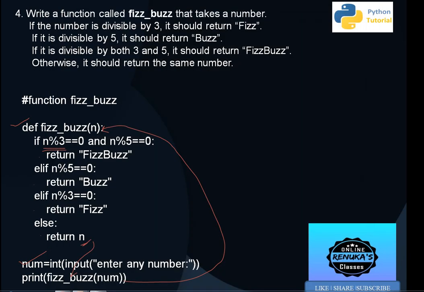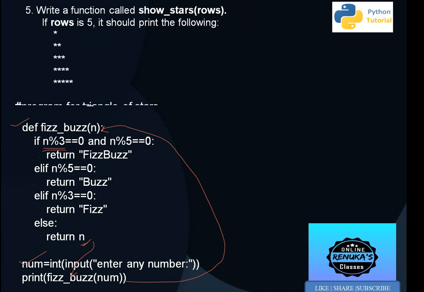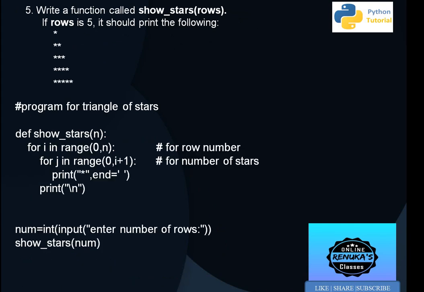So our next program is the last program, to show the triangle of stars. Showing the triangle of stars means, if we look at the pattern, first row 1 star, second row 2 stars, third row 3 stars, and likewise. So we have to take care of two things, the number of rows and the number of stars. So for that we are taking 2 loops.